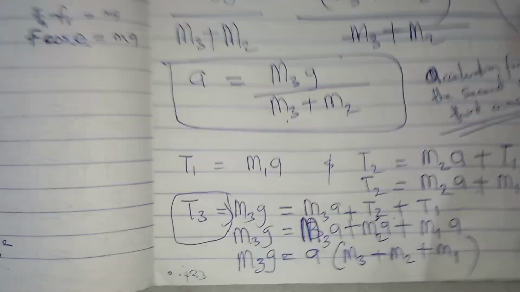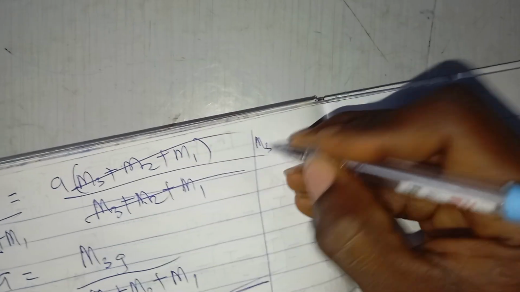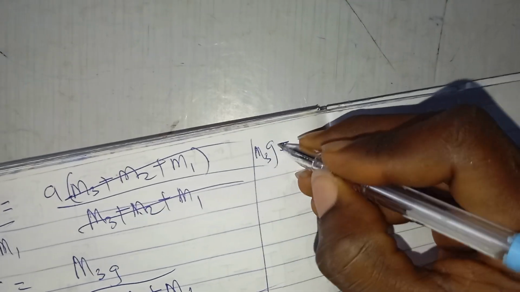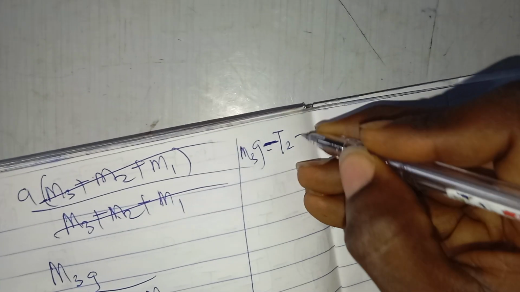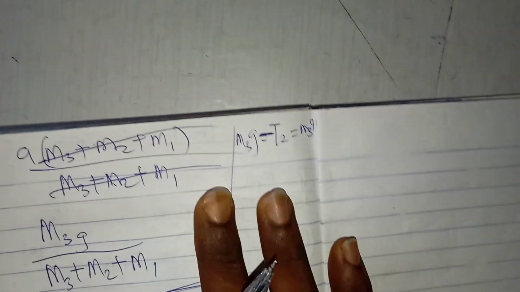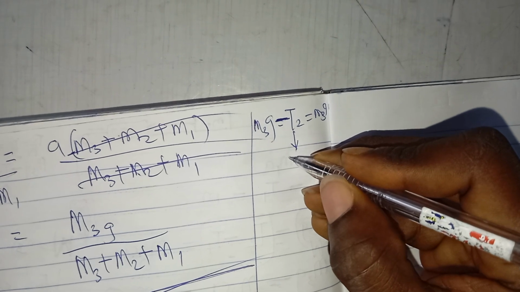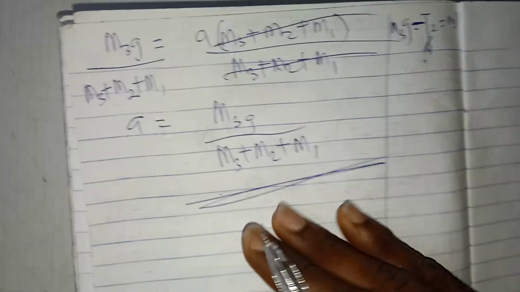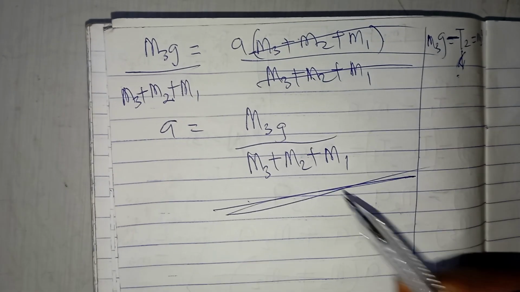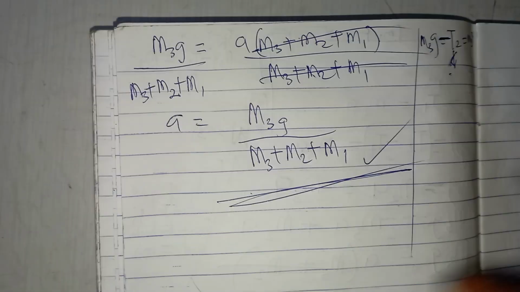So for M3, what I'm saying is that M3G minus T2 equals to M3A. That's what I'm trying to say. Because T2 is already equals to T1 inside it, that is why we have all those formulas. But whichever way you do it, you just need to get the concept that it has to do with forward and backward. Forward minus backward equals to MA. So this is your answer.